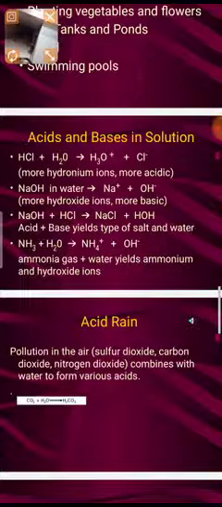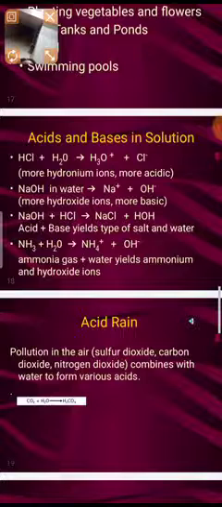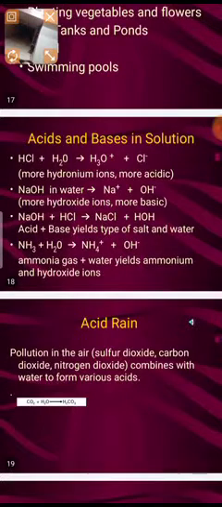And when NaOH, sodium hydroxide, is added to HCl, hydrochloric acid, there is the formation of NaCl plus H2O. That means acid plus base yields a type of salt and water, and this is nothing but the neutralization reaction. When ammonia and water are added to each other, there is the formation of NH4+ ion plus hydroxide ion. In this case, ammonia gas and water yield ammonium and hydroxide ions. So this is the solution when acids and bases are treated.